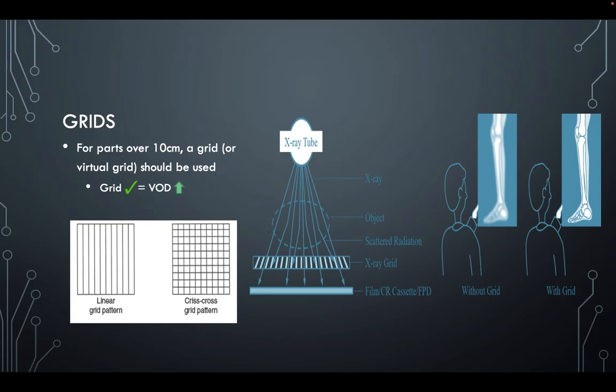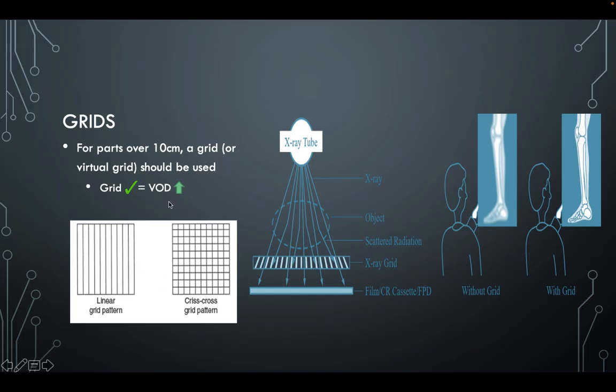Grids. Remember, we want to use grids once we get to about 80 kVp. We start considering it as we're reaching 80 kVp, and this is going to be used for parts over 10 centimeters. This could be an actual grid that we're putting onto our detector, or it could be a virtual grid. Virtual grids are going to essentially use, and we've talked about this before, algorithms and how our histogram analysis and lookup table comparison works.